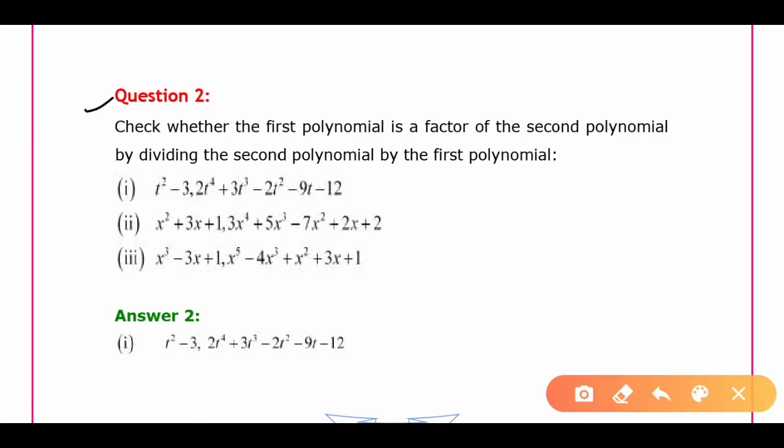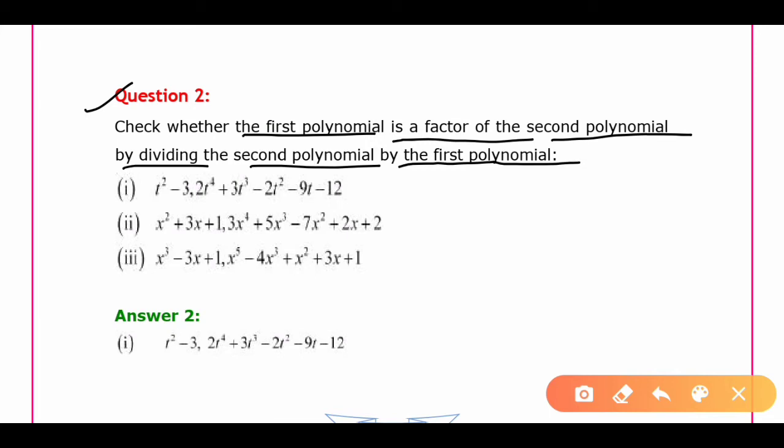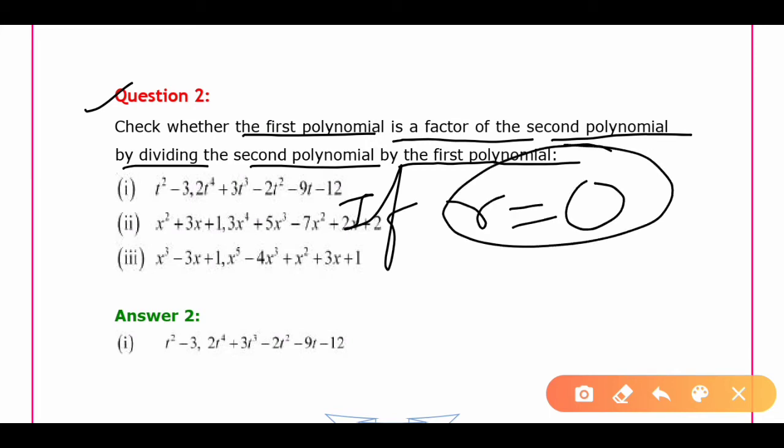Question number 2. Check whether the first polynomial is a factor of the second polynomial by dividing the second polynomial by the first polynomial. While solving this type of numerical, you must remember that if we get a remainder equal to 0, that means that polynomial will be a factor of the second polynomial.